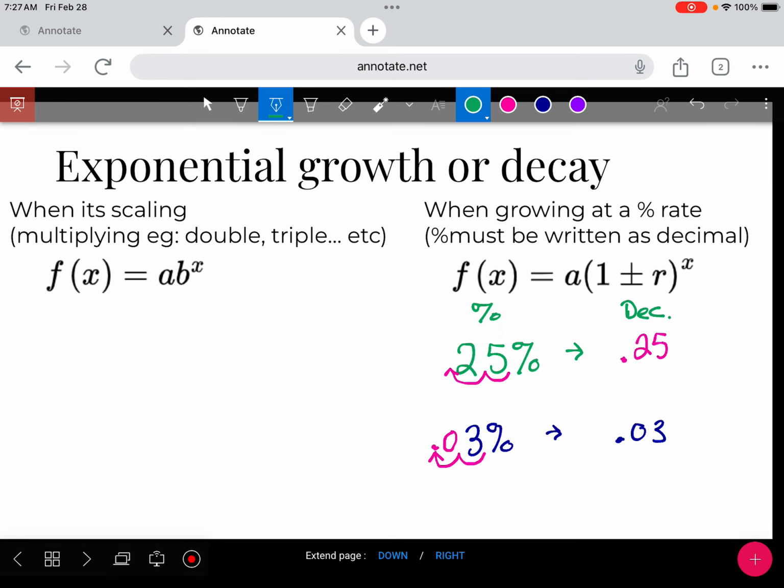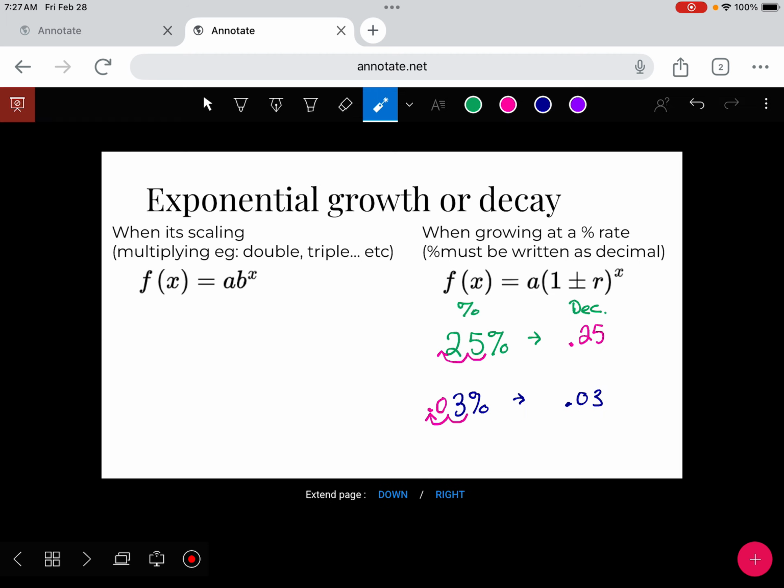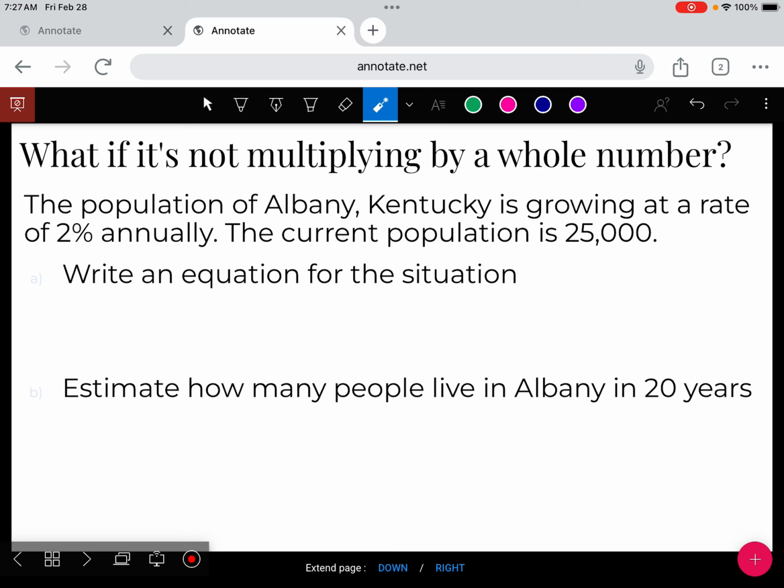Our A is still the same thing it was on the last one, where it's our starting amount. Our base is still how it's changing, but the base is now this 1 plus or minus r. And our x is still the exponent. So this time it's just going to have that it's growing at some percent instead of saying double, triple, whatever keyword. Okay? So we're going to look at the one problem we didn't do on the little notes paper from yesterday first.